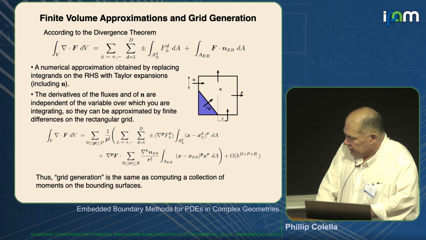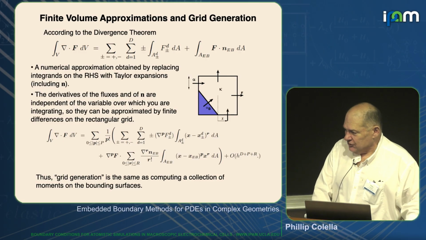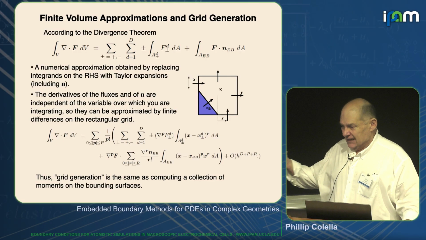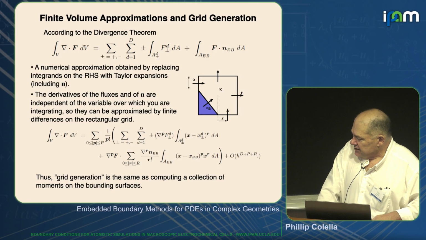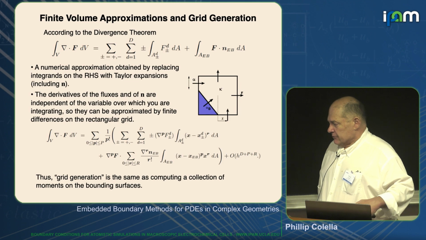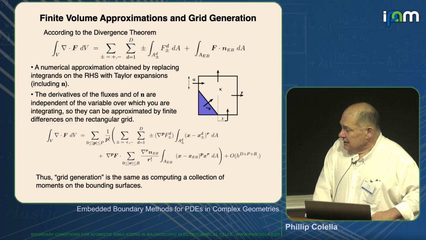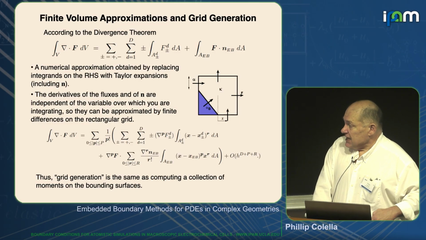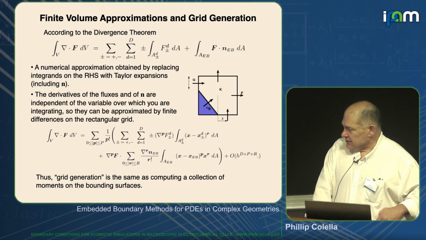And that's this sum over R. And I'm doing a Taylor expansion of n, even though that sounds silly. Normal is only defined on the surface, but it extends smoothly off of that surface. And then again, this is independent of the areas over which you're integrating, and you have to compute moments. And then there's an error term, as you expect when you're doing Taylor expansions and quadratures. So grid generation is the same as computing a collection of moments on the bounding surfaces.